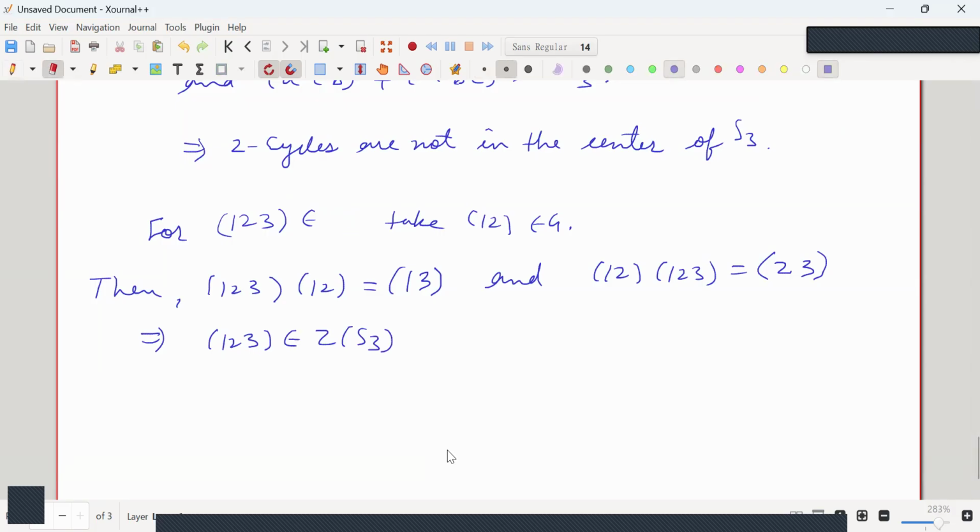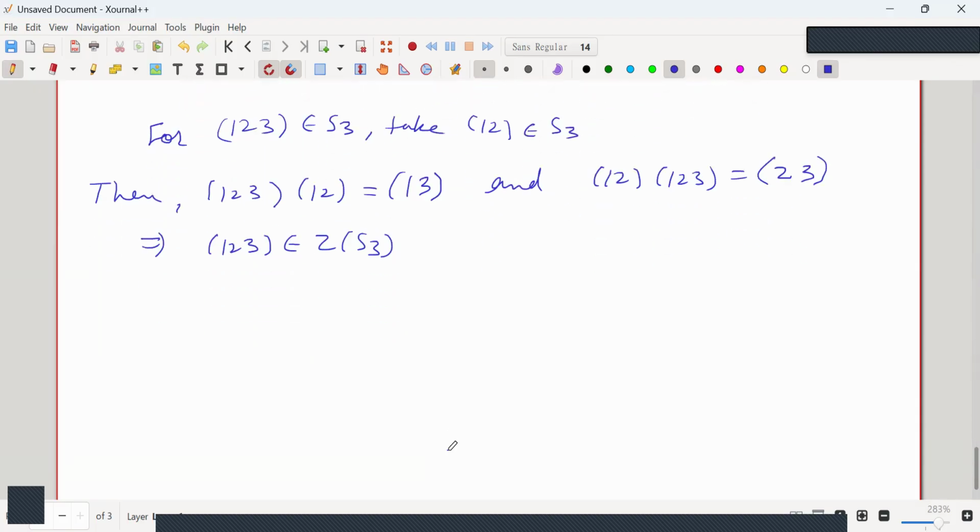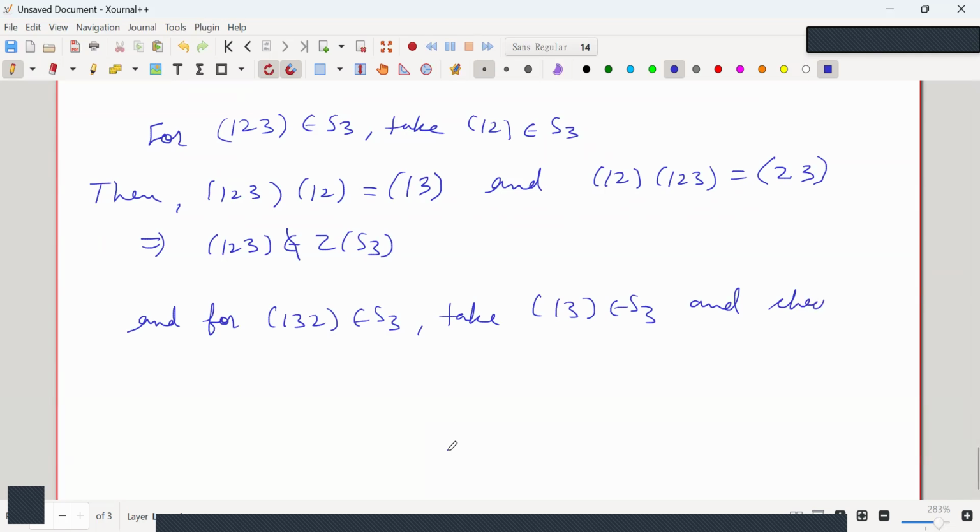Here also I should write S3. We are given an explicit group, so we should write that. Similarly, for (1 3 2) belongs to S3, take (1 3) belongs to S3 and check that they won't be commuting.